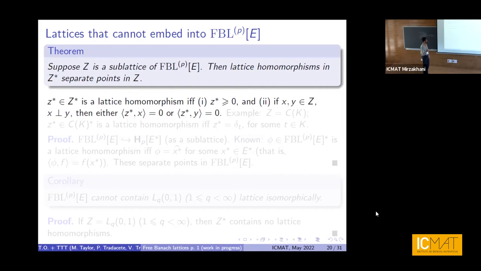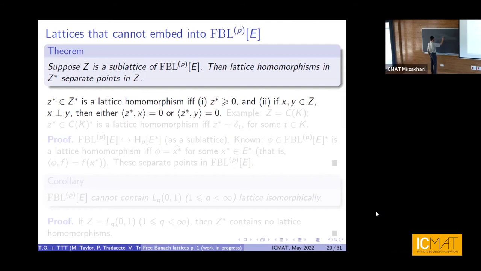So what does this terminology mean? What are lattice homomorphisms in Z*? Well, Z* is of course the dual of Z. So any element of Z*, that's a little z*, can be viewed as a map from Z into ℝ. So both on the left and on the right sides here, we have Banach lattices. So we can just think of what it means for a linear map between Banach lattices to be a lattice homomorphism. We want to preserve lattice operations. And it turns out that to check this, you have to check that first of all, the map is non-negative. And second, if x and y are two disjoint elements of the Banach lattice Z, then this little z* annihilates either one or the other.